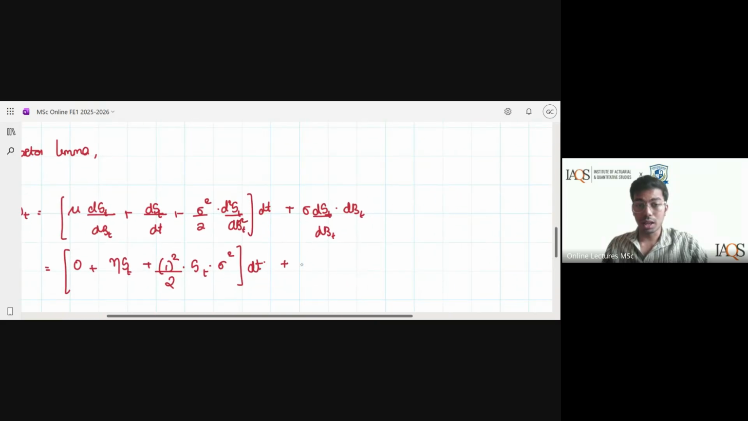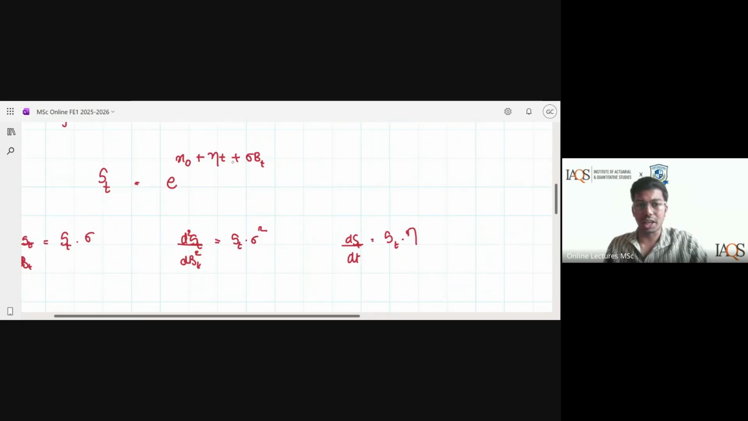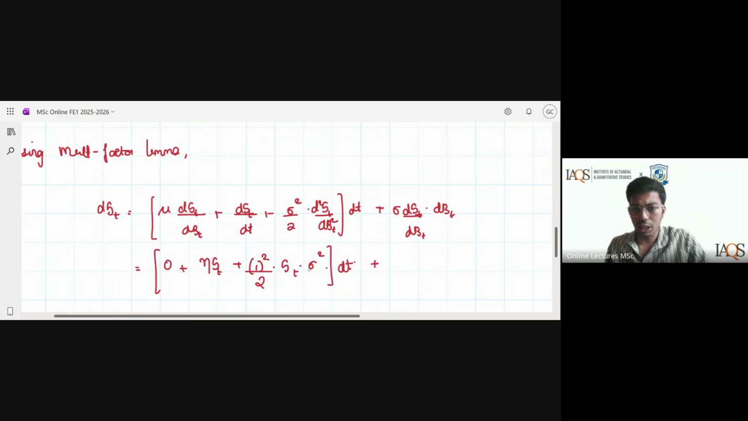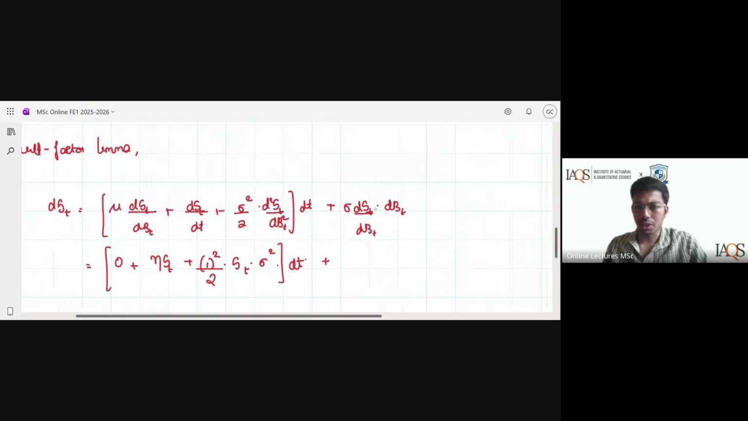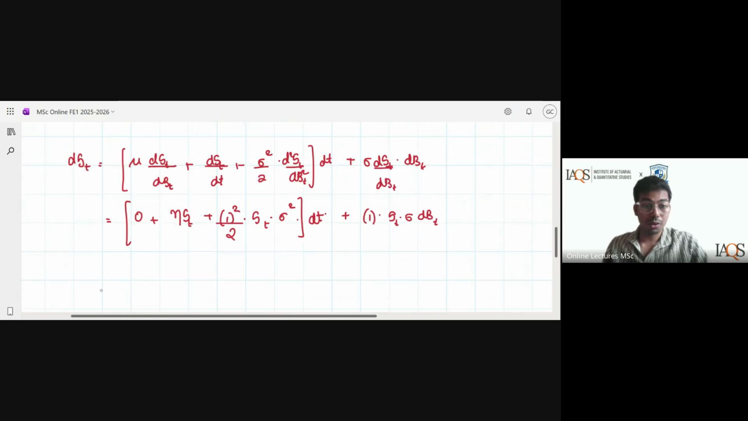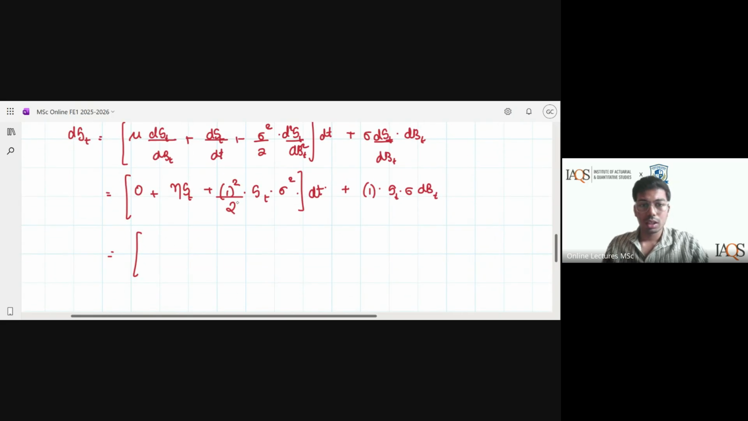plus, what else? Sigma. Remember, this sigma is the general Brownian motion sigma. This sigma was the SBM sigma. That is why I'm not writing it as 1. Now I know this sigma is 1. dSt by dBt is St into sigma into dBt. Now if I open this, can I say this will become eta plus sigma square by 2 St dt plus St sigma dBt.